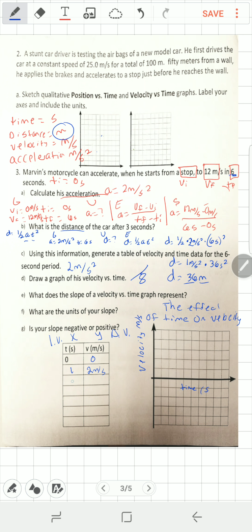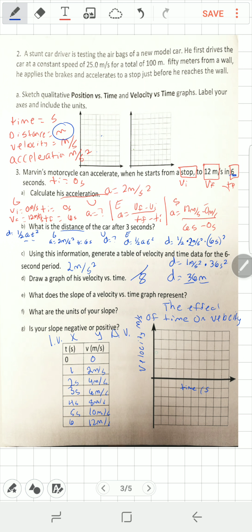So at 2 seconds, where do you think I'm going to go? I'm going to go 4 meters per second. This is just a pattern. At 3 seconds, I'm going to go 6 meters per second. At 4 seconds, I'm going to go 8 meters per second. 5 seconds is 10 meters per second. And 6 is going to be 12 meters per second. Let's go look up there. Is that what we had over here at 12 meters per second? It was in 6 seconds? Absolutely. So now that we have this filled out, we can go ahead and make our scales.